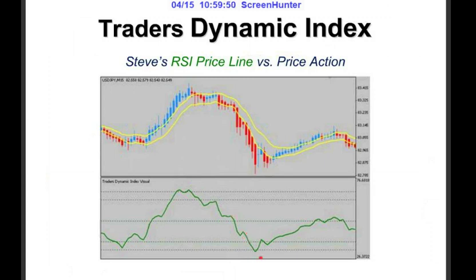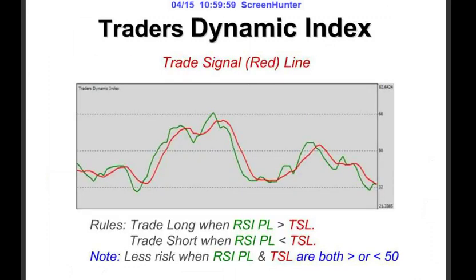We have the trade signal line. Again, I was using the trade signal line as an indication of potentially entering the market on a crossover. Okay, so trade long when the green is over the red, or trade short when the green is below the red. Okay, now there's less risk, and I need to point this out because I'll get folks who will literally sell way below the 32, but you have less risk in a trade when the green and red are both greater or less than the 50.